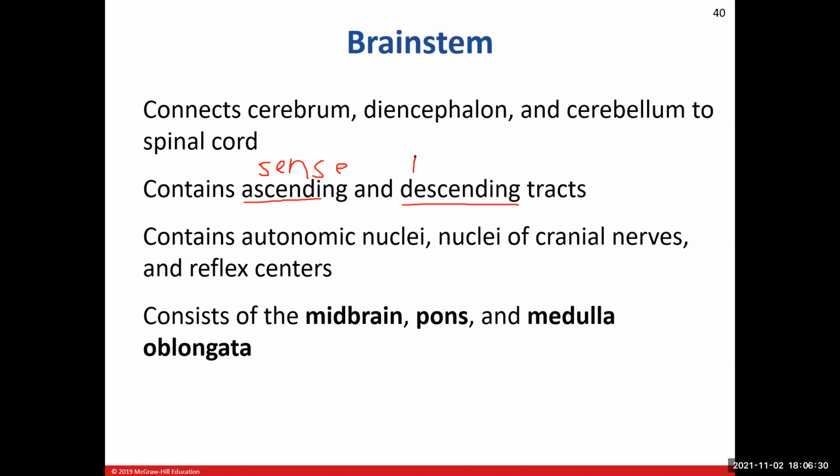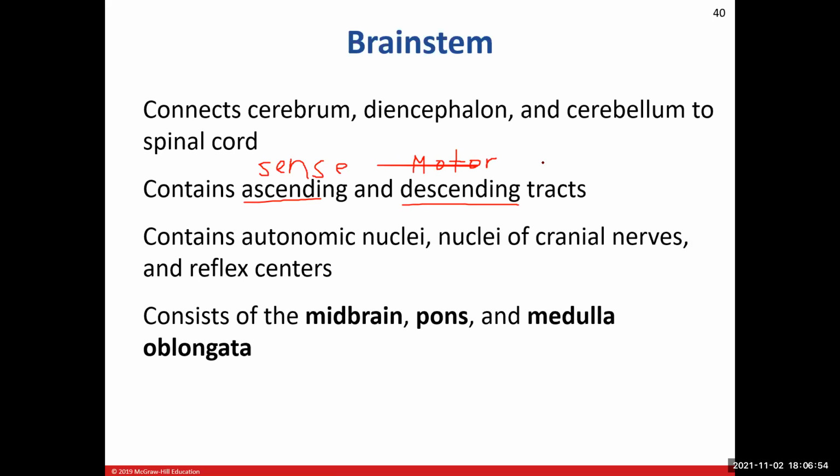And then when you are going to initiate some sort of motor control, whether it's skeletal muscle, smooth muscle, or cardiac muscle, that motor information is going to travel from the brain and spinal cord down to your peripheral effectors. And so we call those descending tracks.